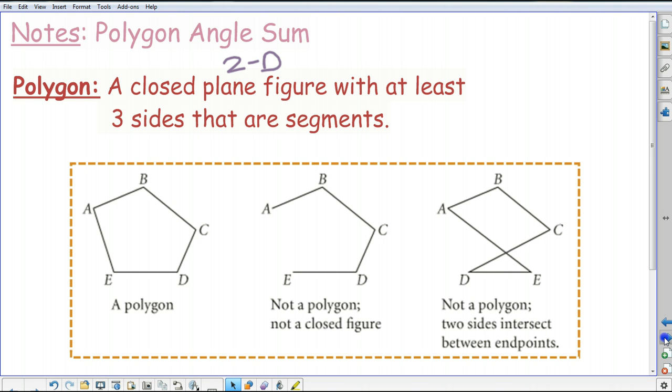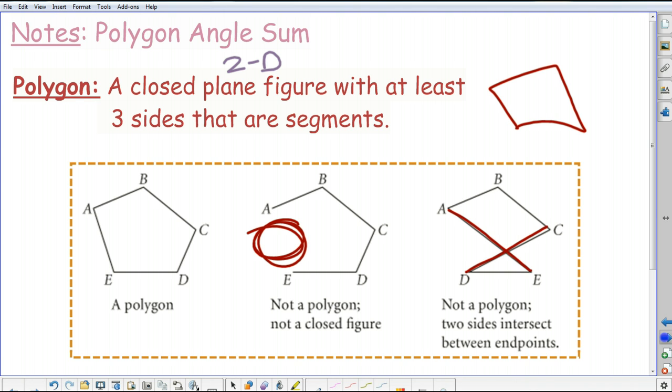So I talked about that earlier. They can't be curves. No squiggly sides. So like this would not be a polygon because it has a curved side. Okay? So here's an example of a polygon. This is not a polygon because look, it has an opening. And this is not a polygon because the sides are not allowed to intersect. So like this star would not be a polygon, whereas this star is a polygon. You see the difference? Just color it in.